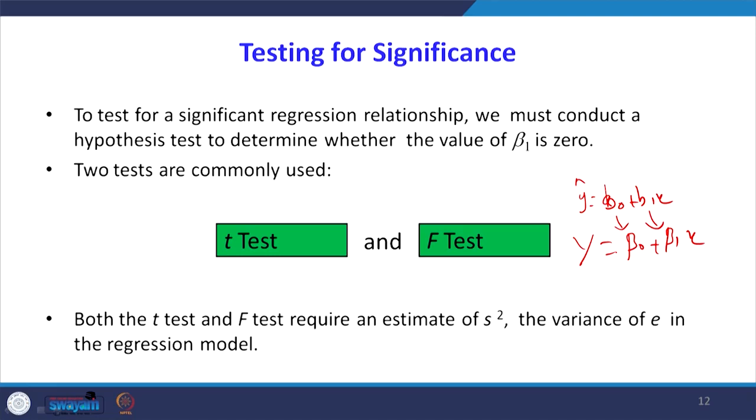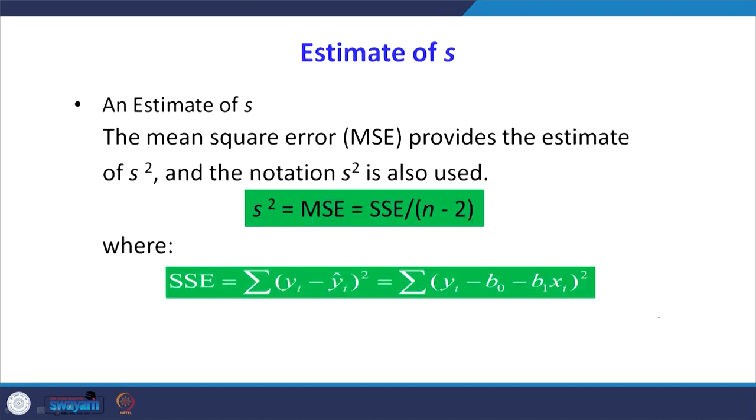Both t-test and F-test require an estimation of s square. S square is called the variance of the error, otherwise if you say s, it is the standard error, the variance of E in the regression model. What is the estimation of the standard error? Suppose in a normal data set, there are two data sets, 1 and 2, and one has lesser variance than the other one. So, the first data set is more homogeneous. In the same way, when you do a regression model, suppose there are two models, model 1 and model 2. The model in which there is a lesser standard error is the more suitable model. So, the mean square error provides the estimate of s square, and the notation s square is used. So, s square is nothing but MSE, mean squared error.